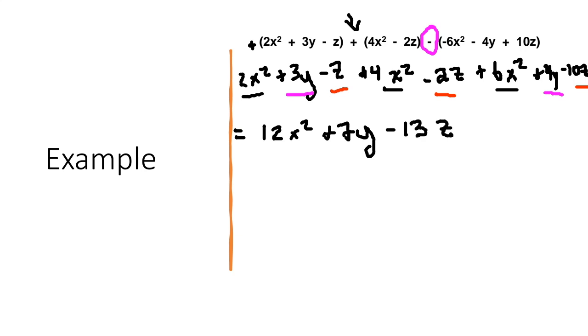So what we do is we drop the brackets, and then we can combine our like terms. And then I can't go any further with this because I can't combine my x squareds with my y or my z. So this would be my final answer.